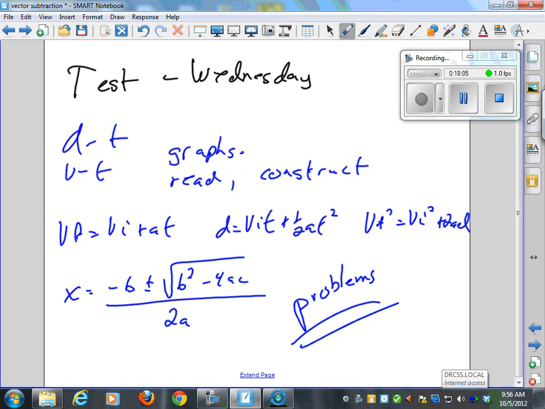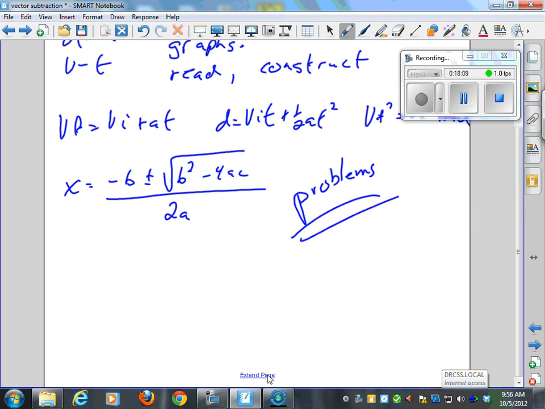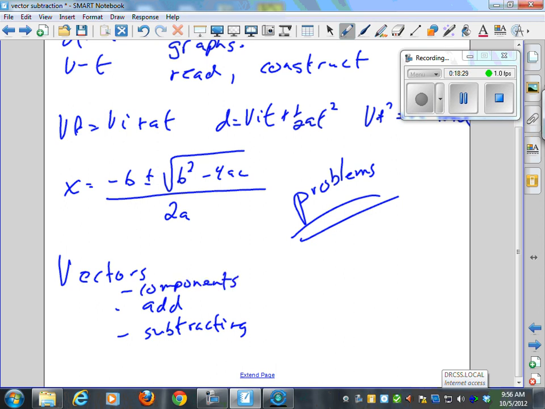Okay, and then we got into vectors, right? Is vectors on the test? Absolutely. And if I had to break down vectors, I guess the first part would be components, right? You got to be able to break them into components. You got to be able to add them. You got to be able to subtract them. And what goes along with that are word problems.